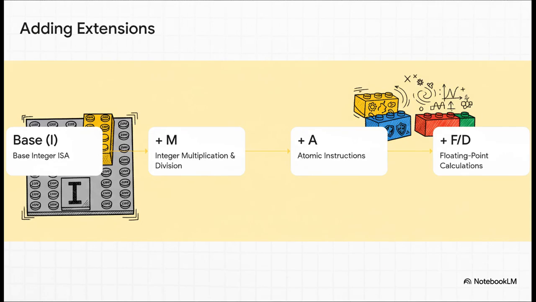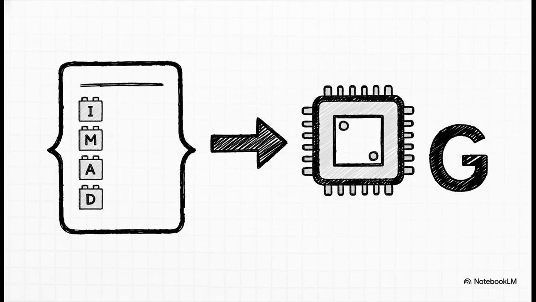And this is where that whole Lego idea just clicks into place. On top of that base I for integers, you just start snapping on the extensions you need. You can add M for multiplication, A for atomic operations if you have a multi-core system, and F and D for really complex math. It's such a brilliant design because it means you only include what you actually need, which keeps the final chip simple, efficient, and cheap. So this whole mix-and-match approach creates this really simple recipe for every chip.